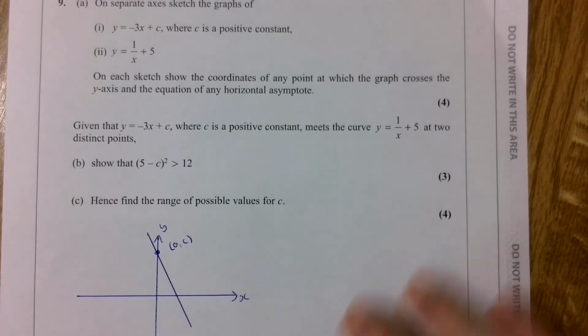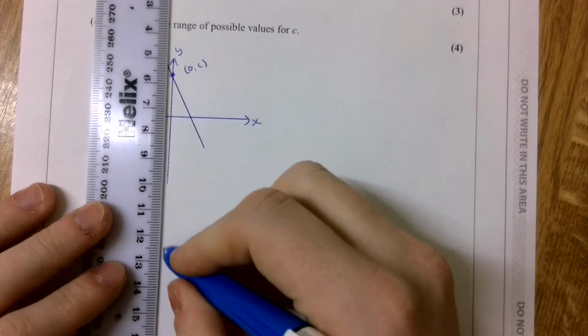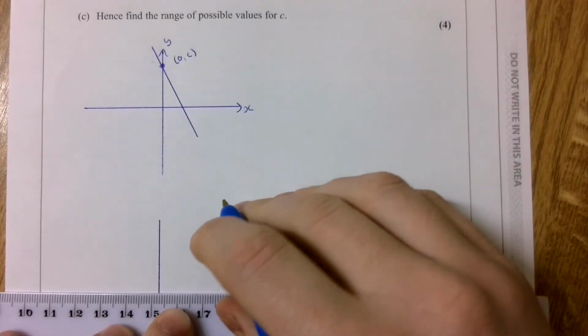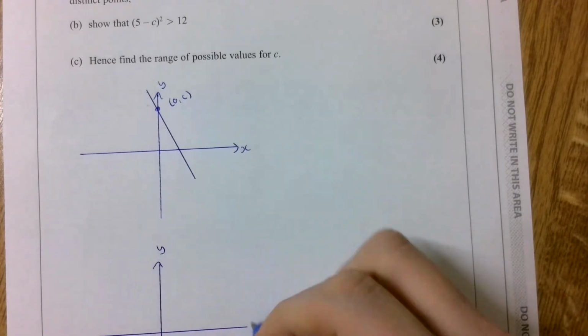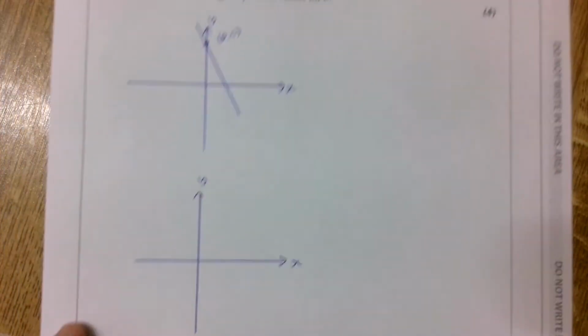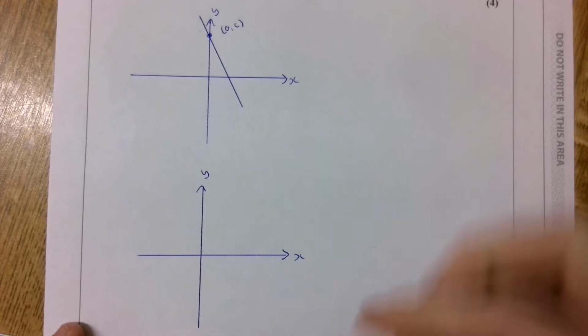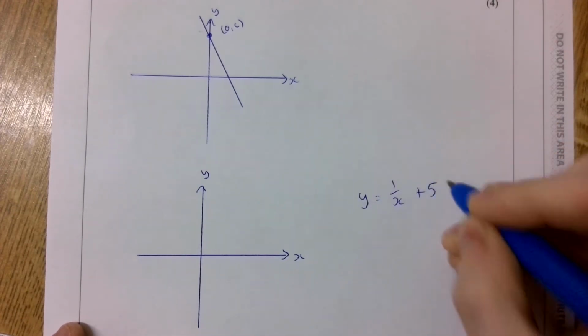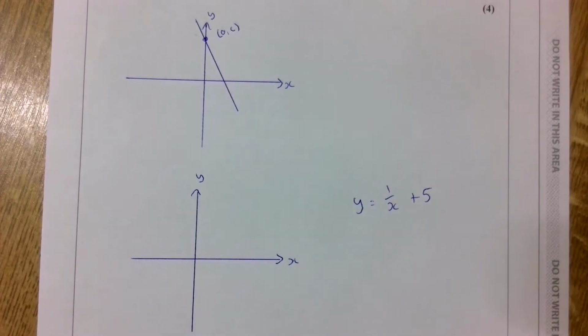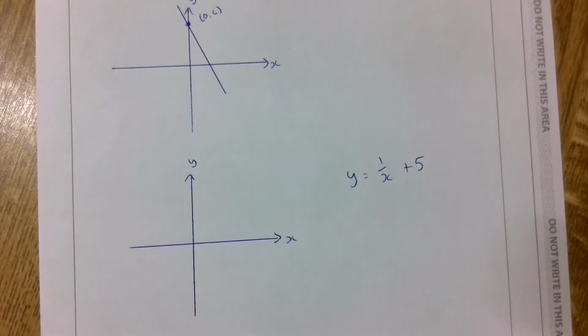So let's get ourselves a second set of axes drawn down here. Label them y and x. Please do remember to label them. So we've got, I'll just write it down next to it for a second, and we'll probably need to do a bit of maths with this one. So y equals 1 over x plus 5. Again, we can put in some numbers really.